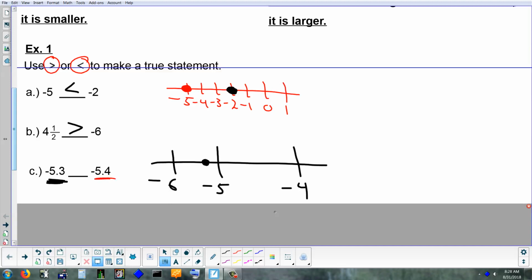Now, how about -5.4? More to the left or a little more to the right? A little bit more to the left. It'd be about right there. Negative 5.4 is a little more to the left. So now, what symbol should I put in there? Is negative 5.3 bigger or smaller? Bigger, absolutely. Negative 5.3 is a little bit, not much, but a little bit bigger than negative 5.4 because negative 5.3 is to the right.